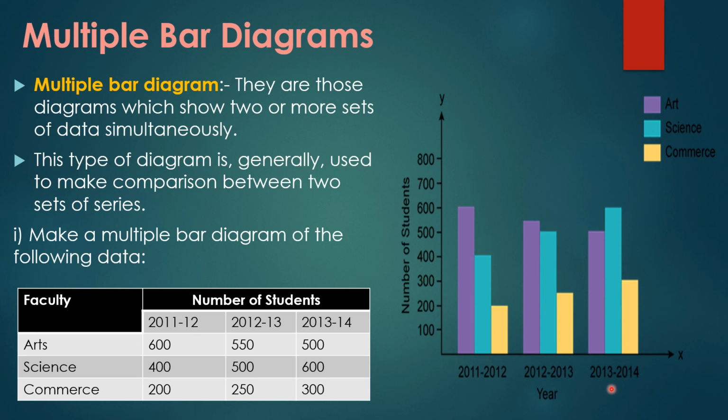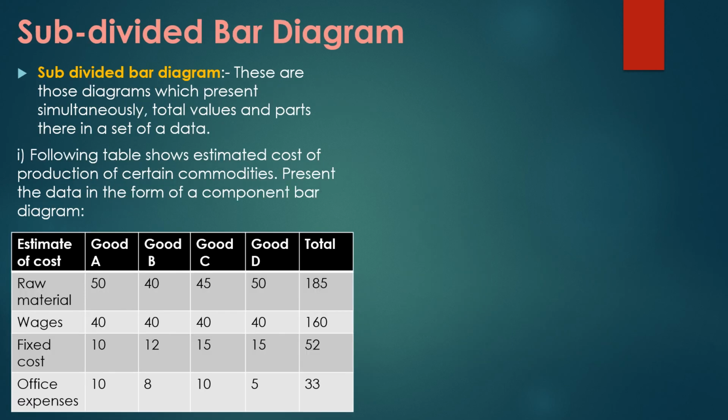Please remember, while making a multiple bar diagram, you have to represent things in scale and shade them in different styles, and you have to write down what each shade represents. That is most important, along with the marking of the scales on x and y, along with the marking of the axes. Both x and y axis are compulsory. The next type of bar diagram is the subdivided bar diagram.